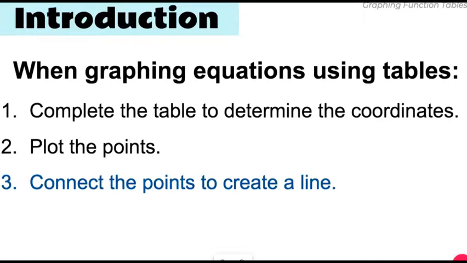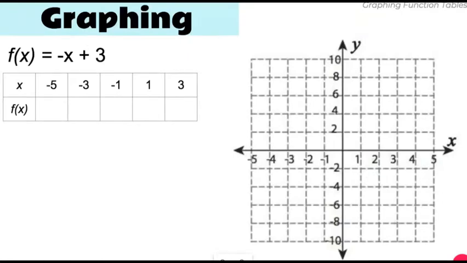Now remember, with equations, they create solid lines. The points we have on the table are just the ones we put in the table. There are many, many points in between all of those. So once you're finished with the points you get, you connect the dots to make a line. Let's just jump in and get started.